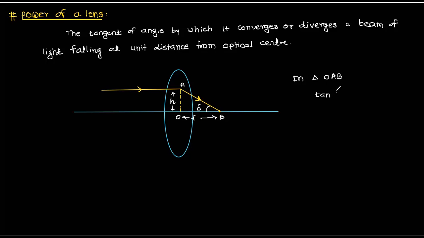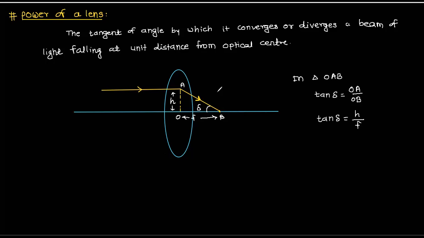tan of delta is equal to OA by OB. This is tan delta, yes or not? This is opposite by adjacent. Now tan delta is equal to what? h, that is OA, and OB is what here? f. So you got tan delta is equal to h by f.